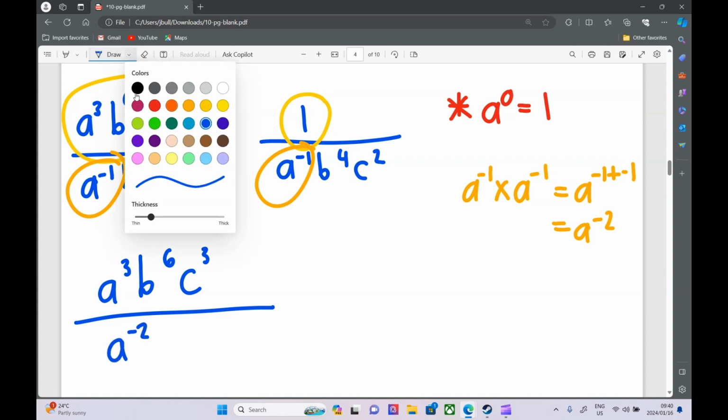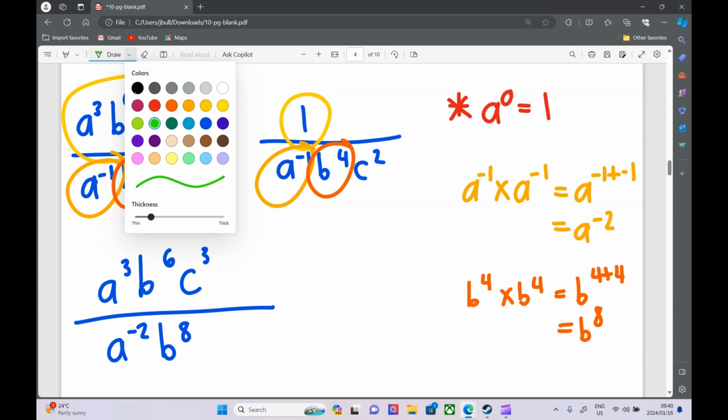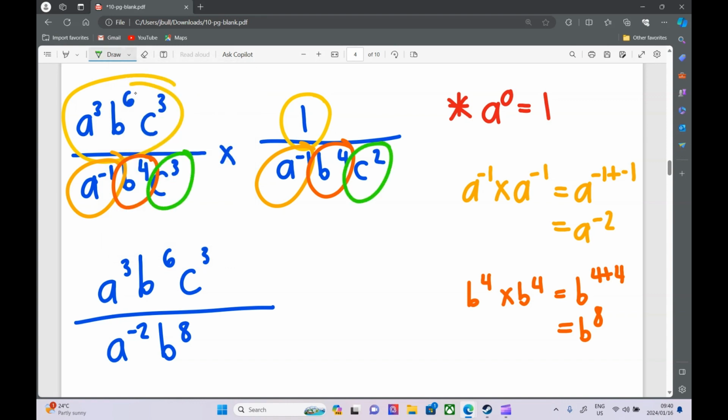Okay, that's what's going to give us first. Then we're going to do the b's. So let's go b to the 4 times b to the 4. Remember, we can just add the exponents. So it's going to be b, 4 plus 4, which is going to be b to the 8. And then lastly, we're going to do the c's. So we got c cubed times c squared. C, 2 plus 3, which is going to be c to the 5. Okay, so it's already looking a lot better.